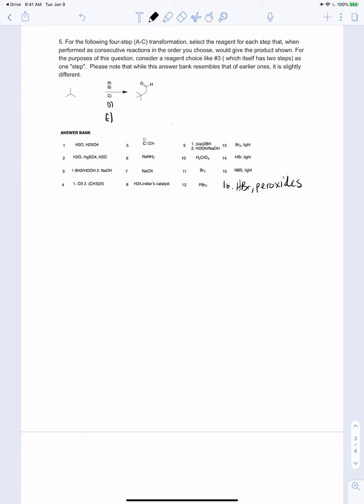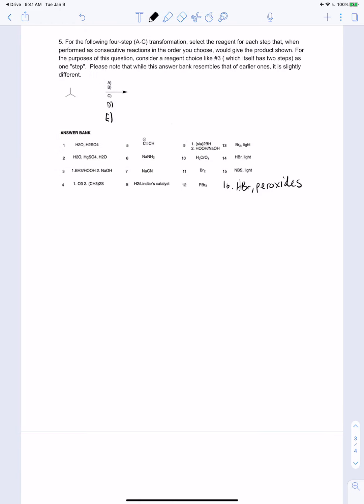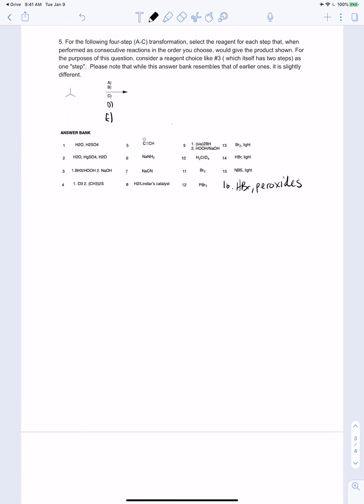Okay, let's look at this problem here. So I just changed this. There's a typo in this. While I was making my video, I just changed this. It was way too big. This should be this.